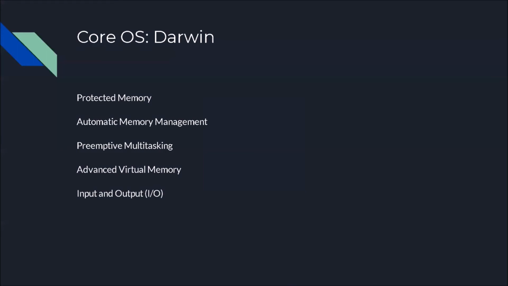The Darwin core also provides input and output services for macOS X. It supports three key characteristics of modern devices: plug and play, hot swapping, and power management.